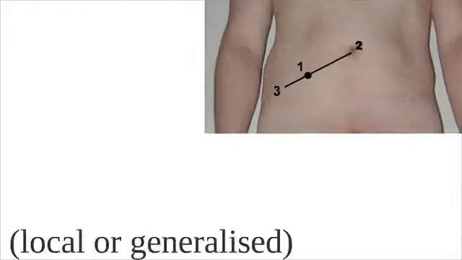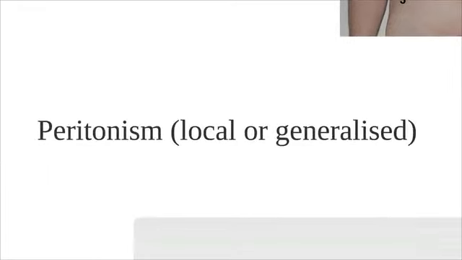Peritonism may also be present and may be either a localized or generalized peritonism. This is best elicited by percussion tenderness. In the case of a localized peritonism, percussion tenderness will be most apparent in the right iliac fossa, while in generalized peritonitis or peritonism, it may appear all over the abdominal wall.